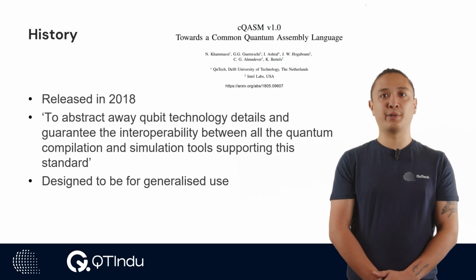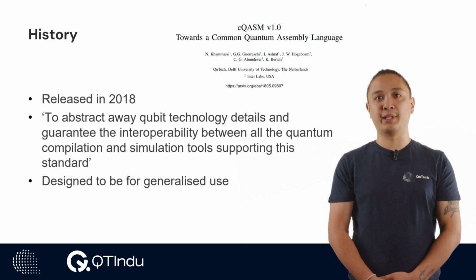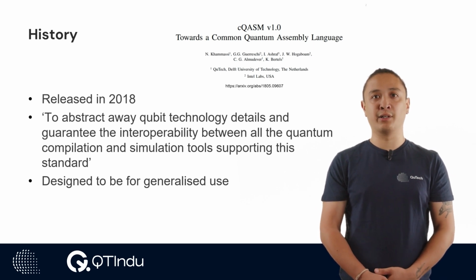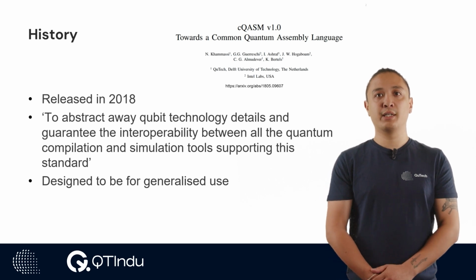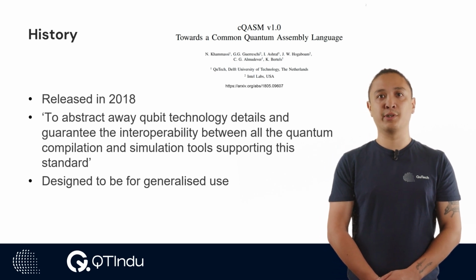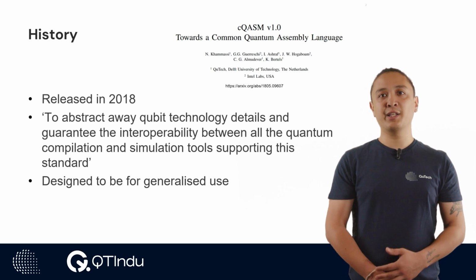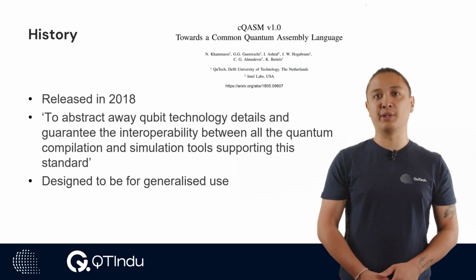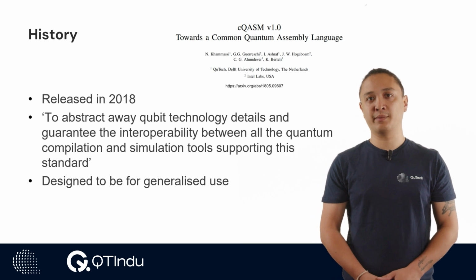CCASM was first released in 2018 as a collaboration between researchers at QTech and Intel Labs. CCASM is a quantum assembly language which essentially acts as a compiler of quantum circuits to specify the instructions for a real quantum computer. The aim of the authors was to abstract away qubit technology details and guarantee the interoperability between all the quantum compilation and simulation tools supporting the standard. It was developed in a way to be as general as possible and to allow for efficient programming of quantum circuits regardless of the hardware backend.